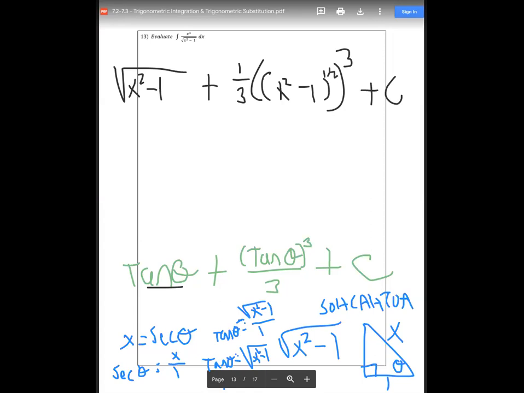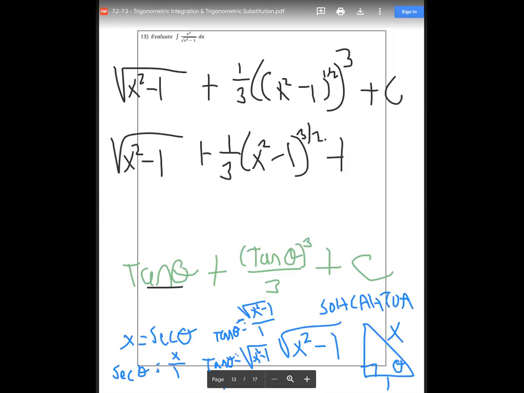Remember that the radical is technically to the 1/2, so the way she wrote it was she actually distributed the 1/2 and the 3. So this is still the same number, plus 1/3, and she just wrote this as x squared minus 1 to the 3 over 2, because you can multiply the exponents and get the same answer. And that's the answer to this problem.